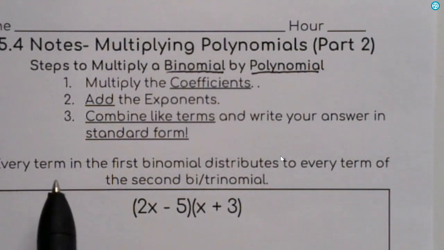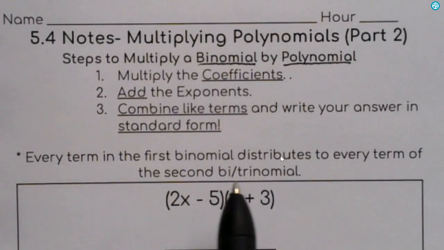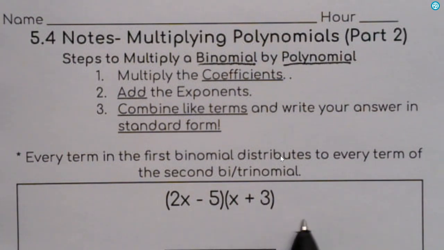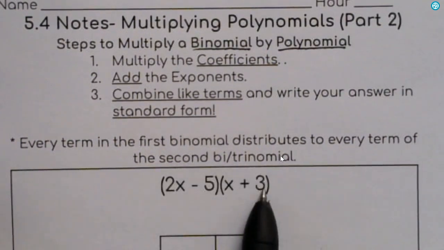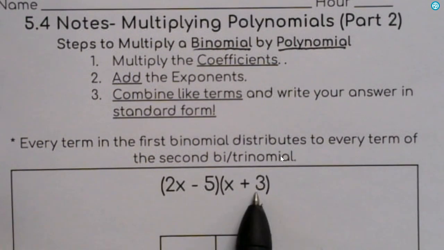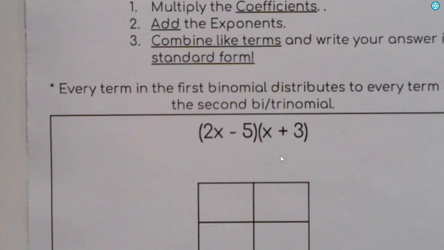Right here I have a little note. Every term in the first binomial distributes to every term in the second, either bi or trinomial. We need to multiply 2 by 2 terms or 2 by 3. Because we have to remember to multiply this term by this, and then this term by this, and by this, we are using what we call the box method. The box method organizes our work for us and makes it so that we remember to multiply everything by what it needs to be multiplied by.